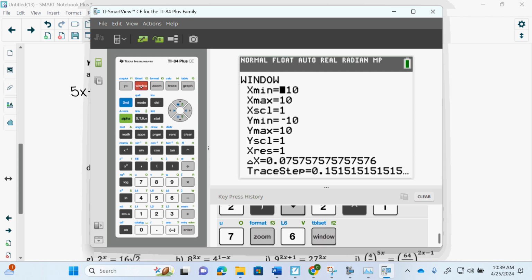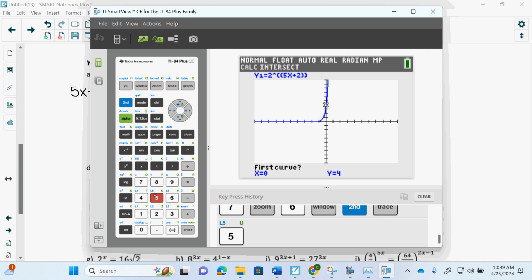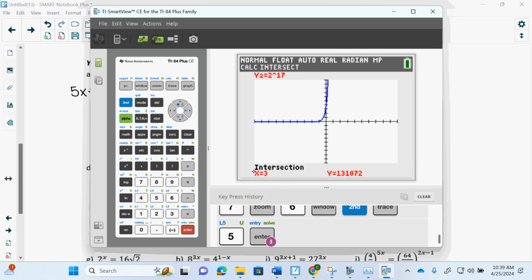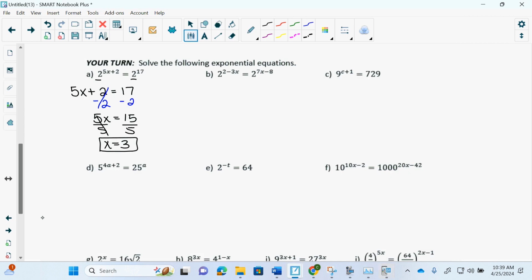Now I just go second, trace 5, enter, enter, enter. Here's my answer, 3. Move on happy, correct? Now, if it errors you, it's because your answer is not in the window. You just have to make sure your x max and min contain the answer. Okay, let's go to the next one.